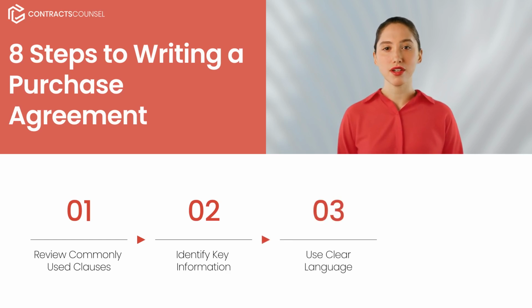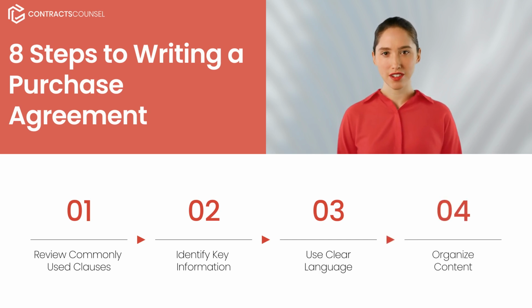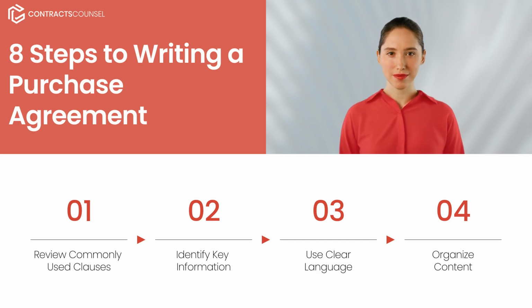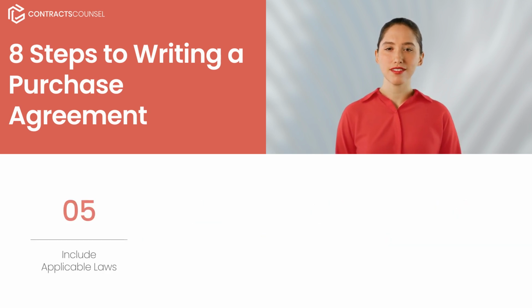3. It is critical to use clear and concise language that both parties can understand. 4. Once you've written your clauses, organize them so that they are logical. For example, you likely want to have the description of the item section come before the purchase price section. 5. Be sure to incorporate any applicable laws and regulations that may be specific to your state or industry. Note this may require research.